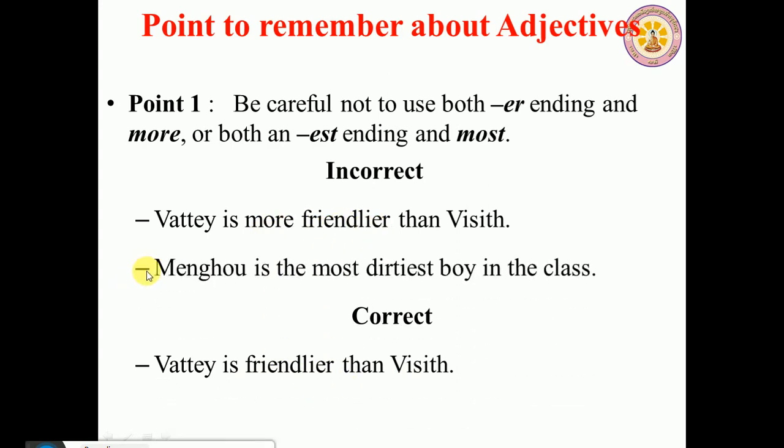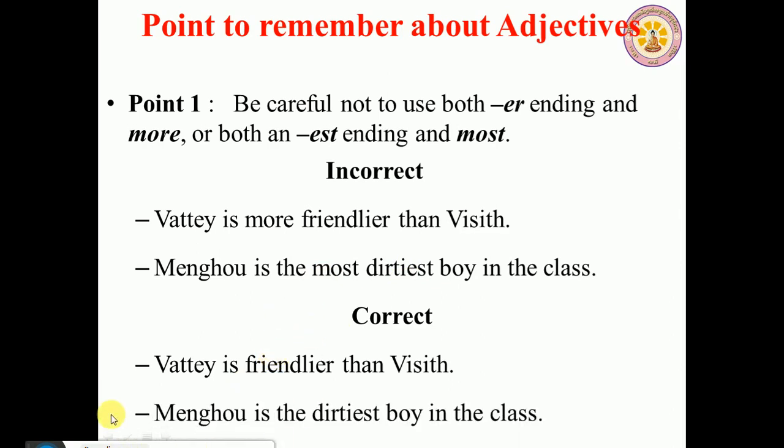One more example. We cannot say "Mengho is the most dirtiest boy in the class". We cannot use "the most" and "dirtiest" with -est here. This is a double, like that, "most" and -est together. But we can say "Mengho is the dirtiest boy in the class". Okay, we use "dirtiest". We cannot use "dirtiest" and "most" together like that.